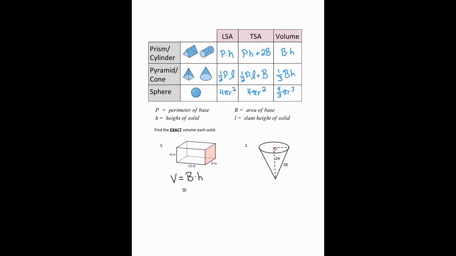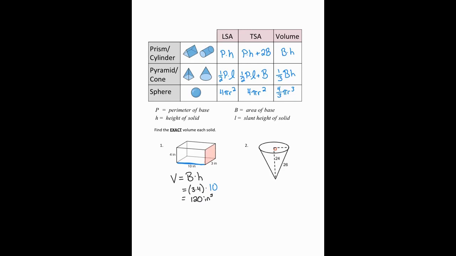The base in this case is a rectangle. We can find that area by doing 3 times 4. And the height of the prism is the distance between the bases, so that blue segment, which is equal to 10. And so that ends up being 120, and the units for this are inches cubed. Volume is a 3-dimensional measurement, how much space something takes up.